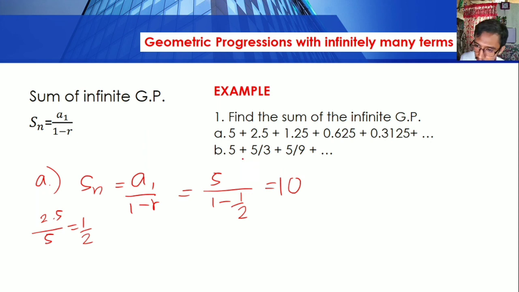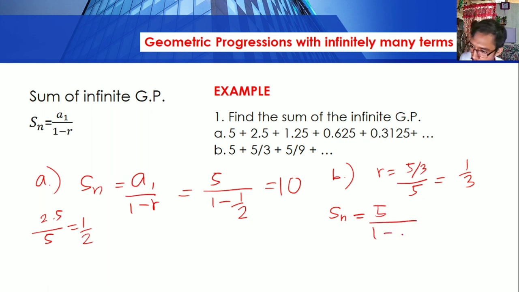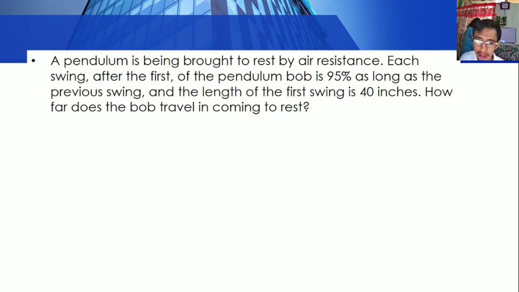Next is letter B. So, ganun din yung gagawin natin for letter B. So, kunin natin yung ratio nila. So, 5 over 3 over 5. So, common ratio is 1/3. Therefore, yung S sub n ng infinite terms na ito is yung first term, which is yung 5 over 1 minus R, 1 minus 1 over 3 is equal to 15 over 2. So, let's proceed sa worded problem.